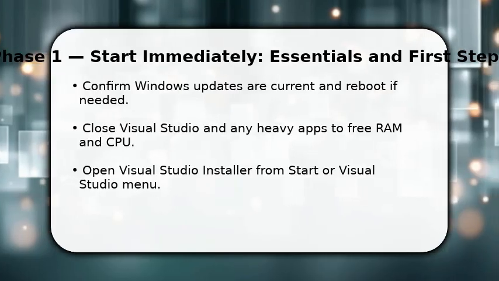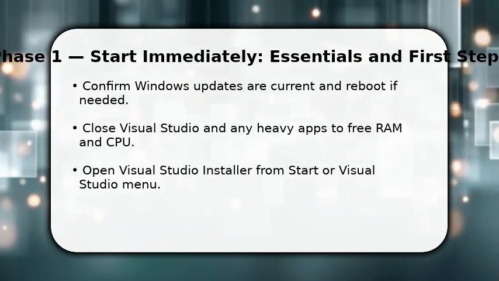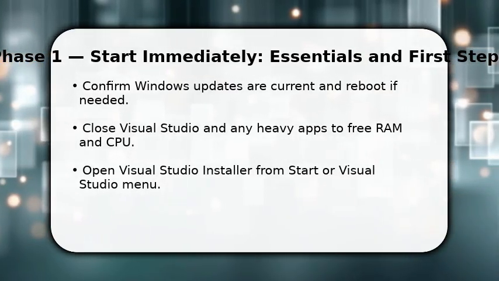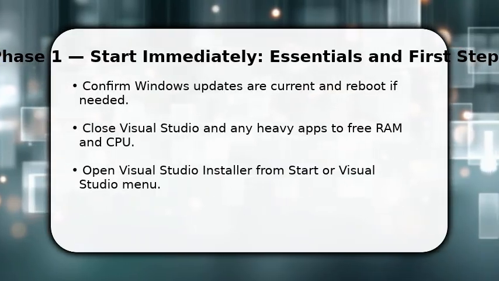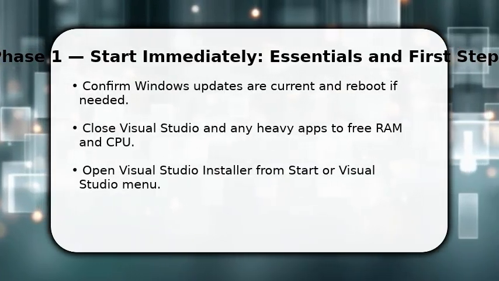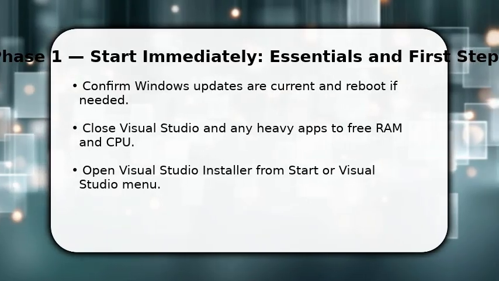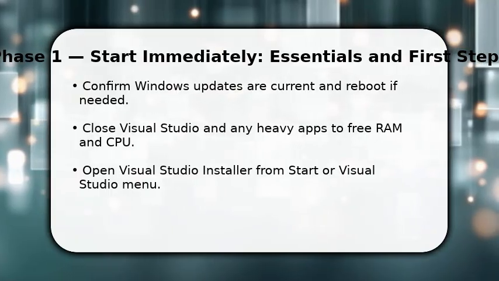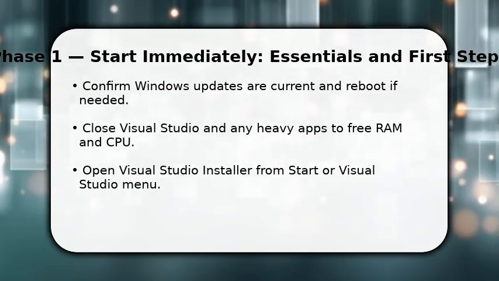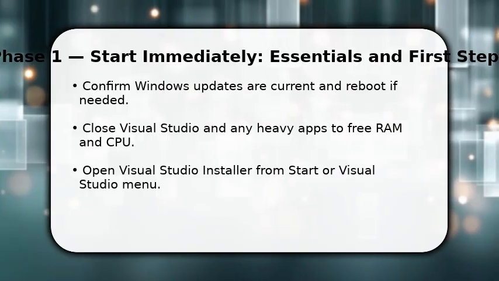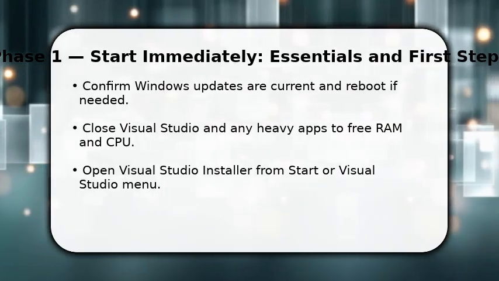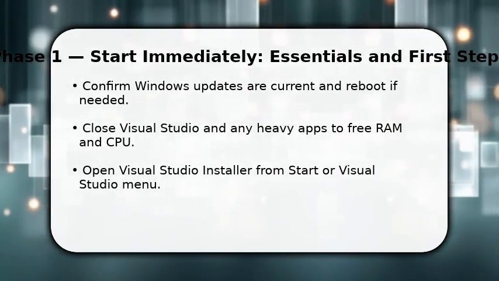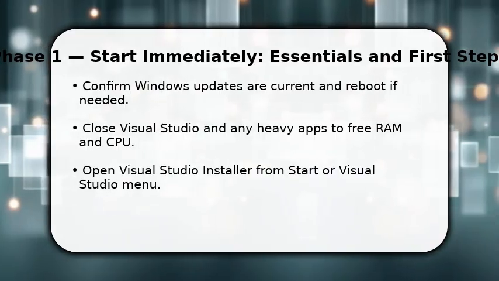You start by ensuring prerequisites are met, Windows updates installed, and a recent backup of settings. Once done, close Visual Studio and any heavy apps to free resources. Now open the Visual Studio installer from Start or the Visual Studio menu. It manages workloads and components. You do this because the installer detects available updates and prevents partial upgrades. Make sure the installer itself is up to date before proceeding.